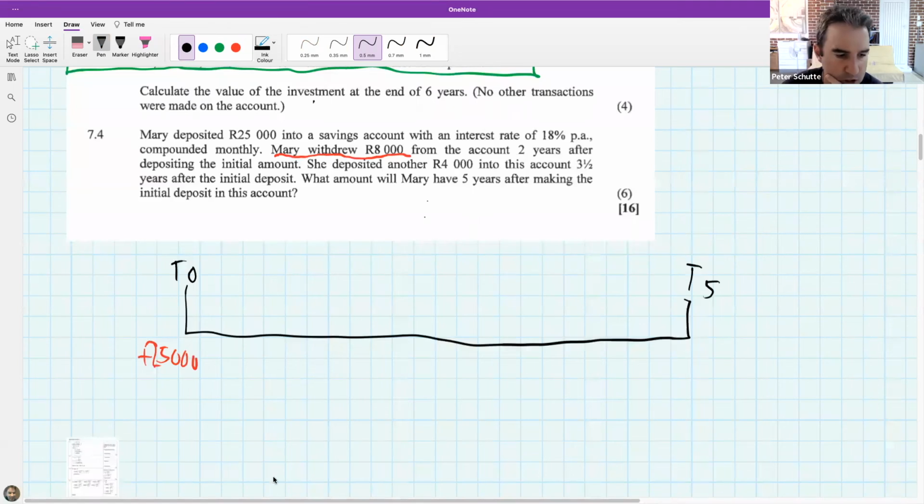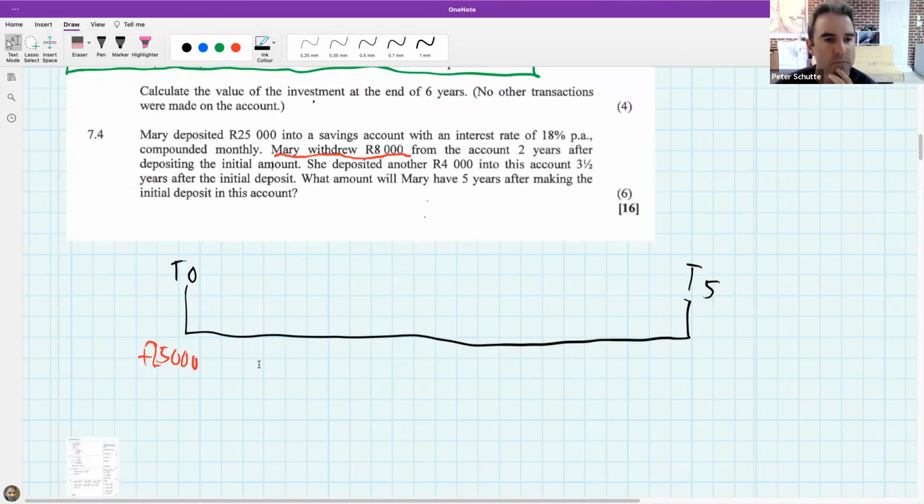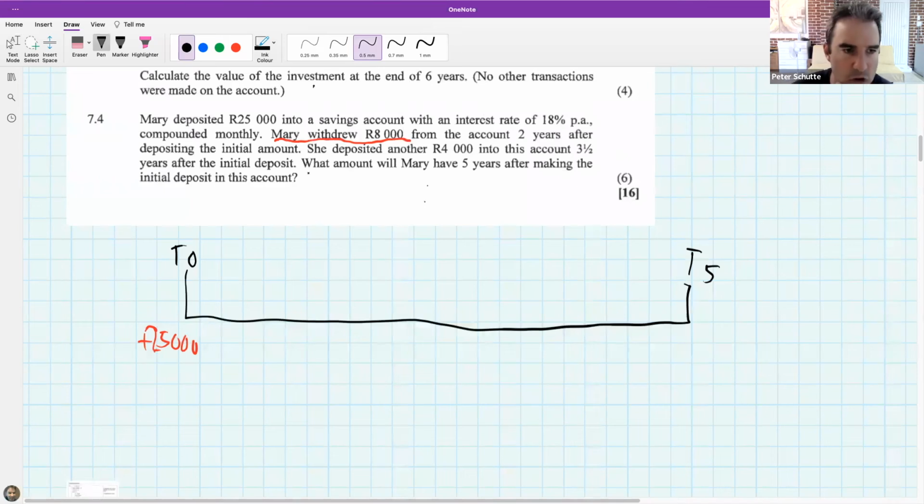So the other, yeah, Sylvanus, let me go to you. What is your question? Hello? Can they ever ask us to withdraw money and deposit money and also the interest change? Yeah, so they can, but it's not that bad if you just follow a very logical system. So let's just do this one together.